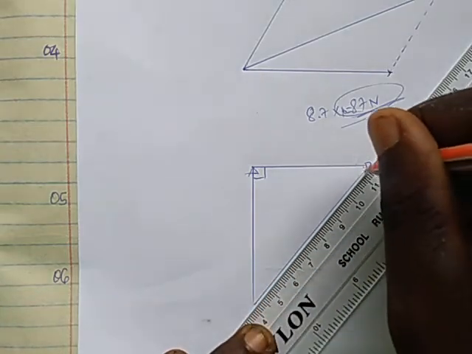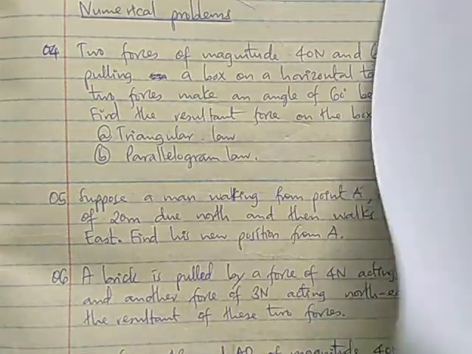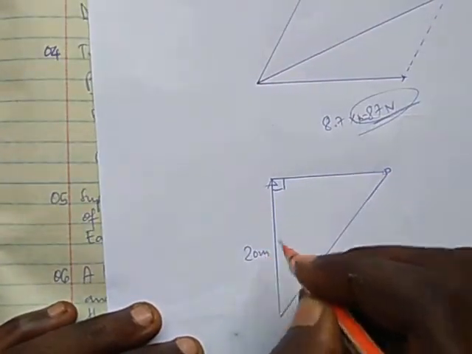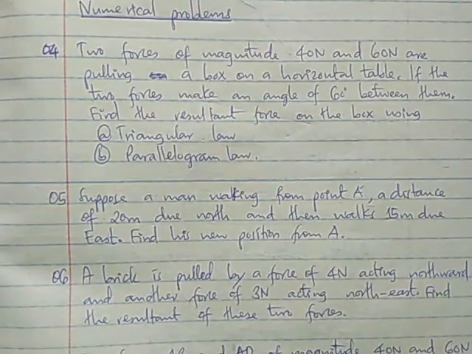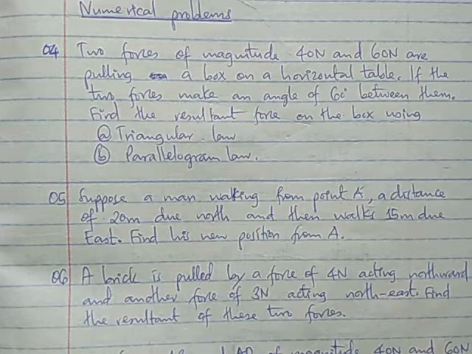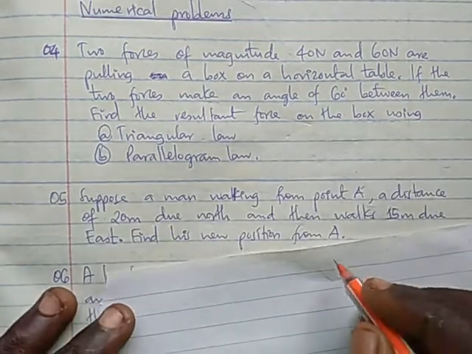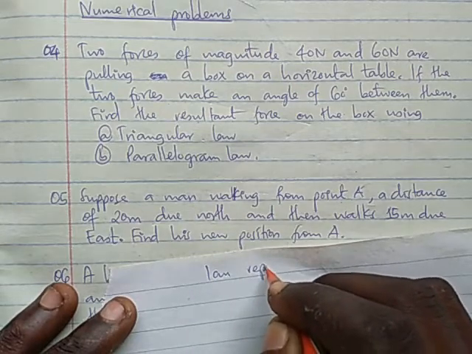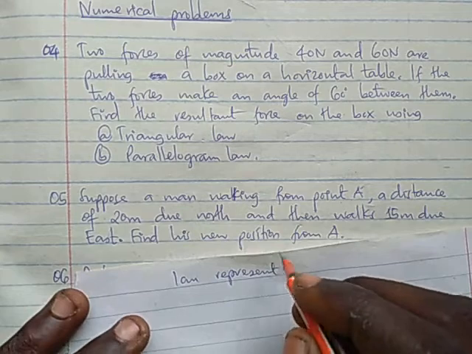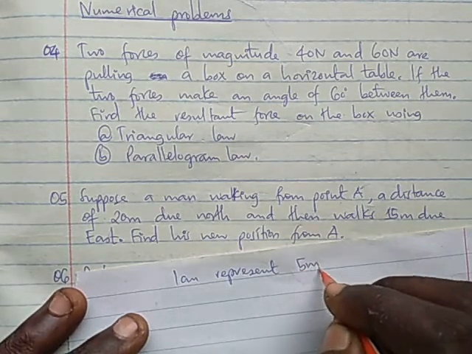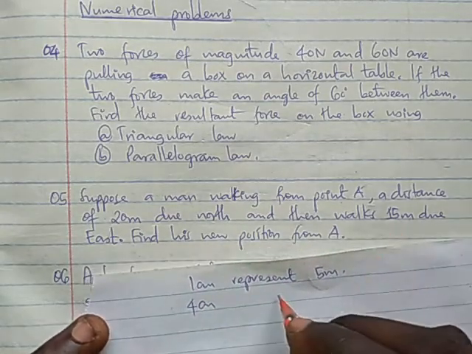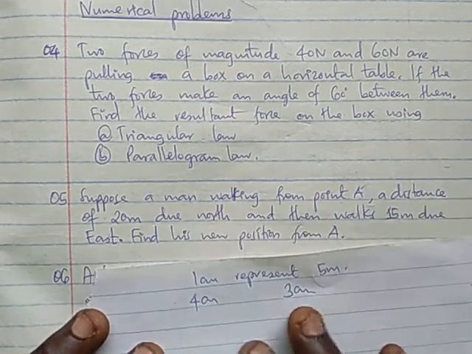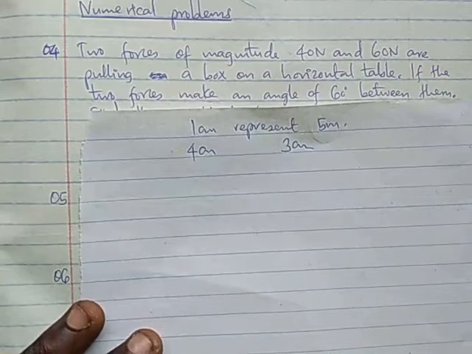You can also use the triangular law, but the triangular law is the long method. However, you can use it, so I will also try to solve this using the triangular law. We set the scale: 1 centimeter represents 5 meter. So 20 will be 4 centimeter and 15 will be 3 centimeter. So the distance due north is 4 centimeter.